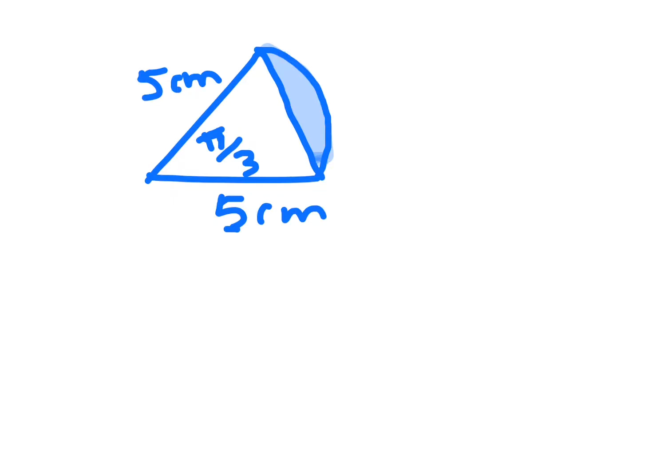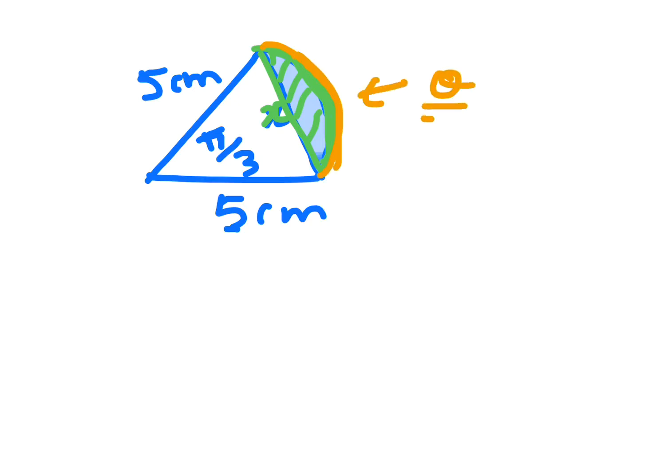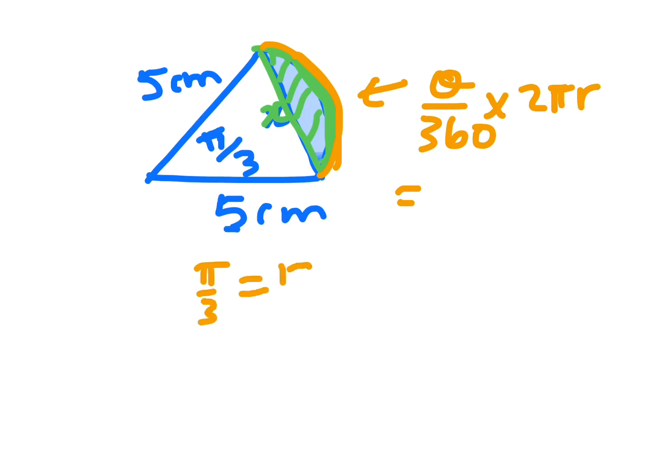Okay, to find the perimeter of this segment, the segment is this shaded spot here. First of all, you need to go around the outside. So you need that arc there, which is theta on 360 times 2 pi r, because it's a fraction of the circumference. Now, pi on 3 is 180 on 3, which is 60.